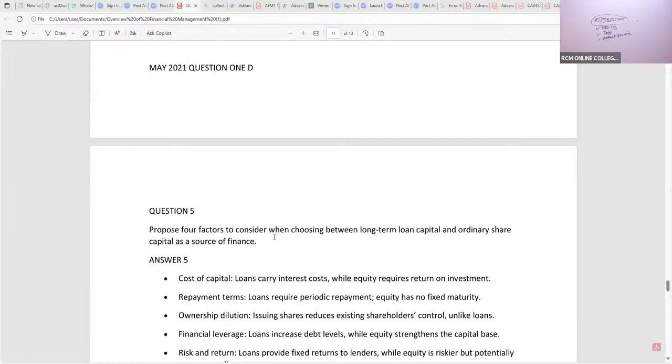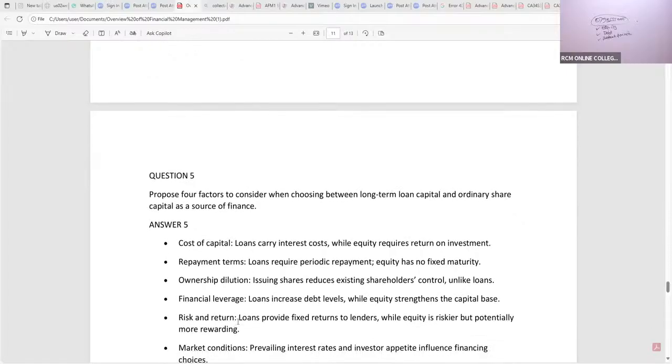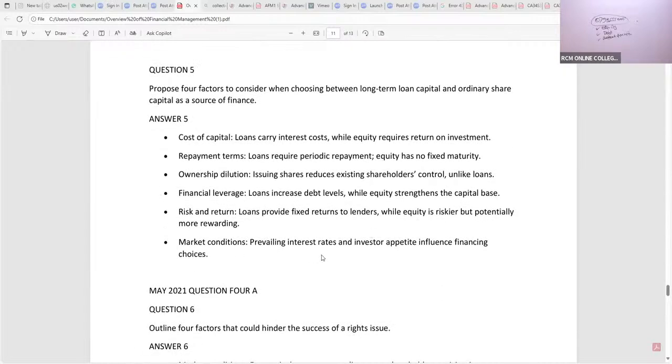Cost of capital, of course, we know. Loans carry interest, equity carries dividends. Repayment terms: loans require periodic repayment, equity has no fixed repayment. Ownership dilution: issuing shares reduces existing shareholders' control. Financial leverage: loans increase debt levels, while equity strengthens the capital base. Risk and return: of course, we know that loans are quite risky. Market conditions: we have to look at the prevailing interest rates. These are things you will be reading and I've already explained.